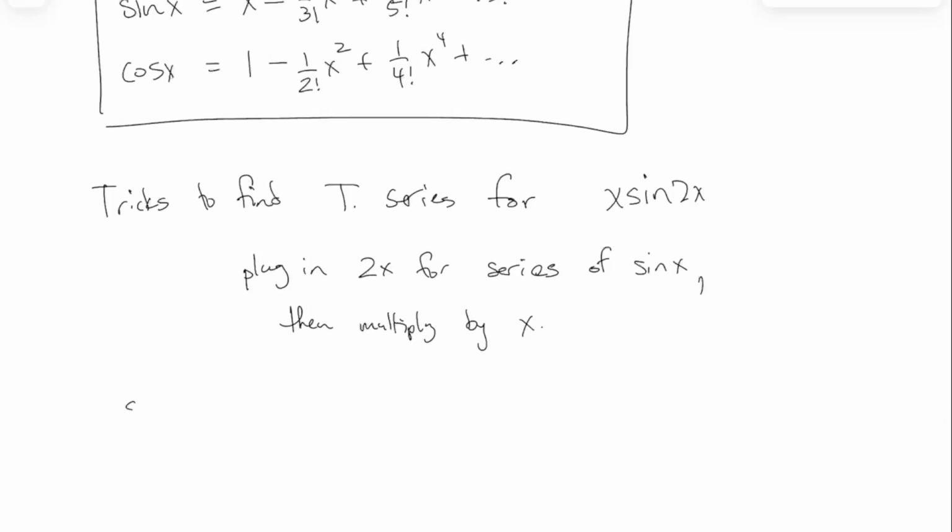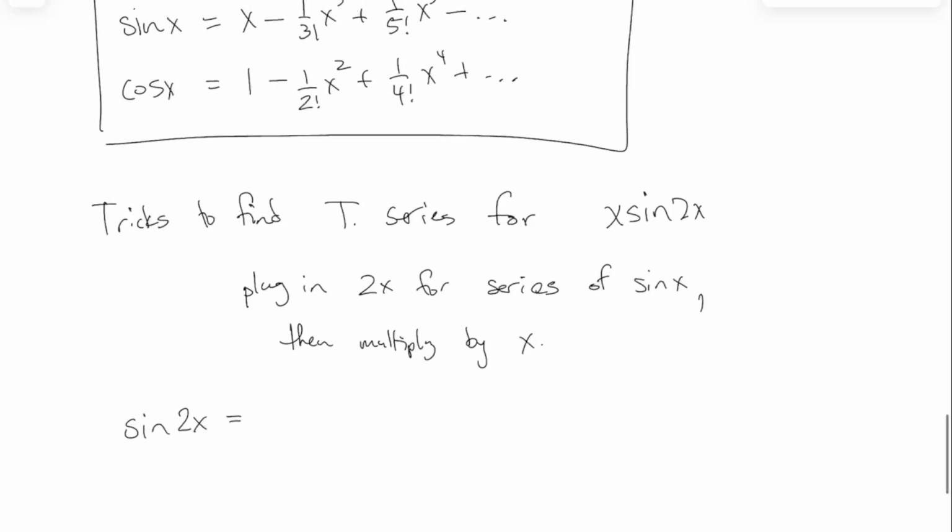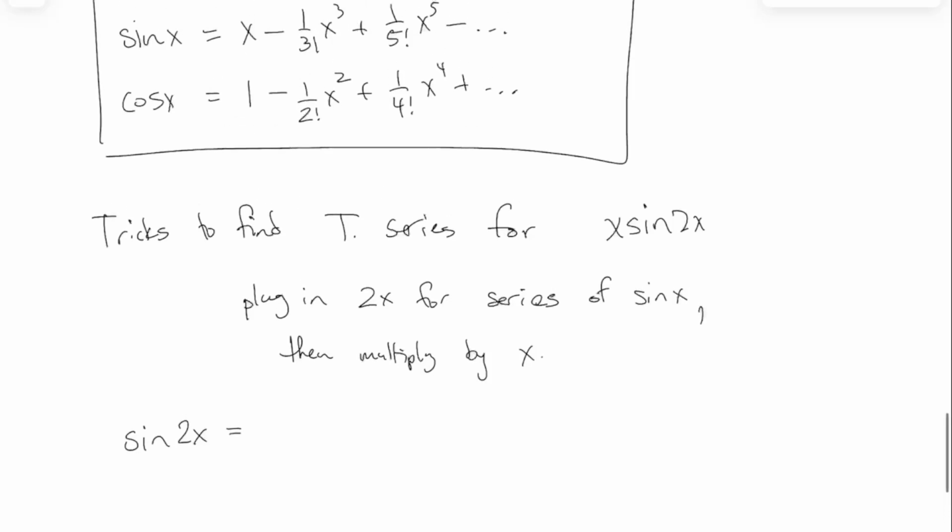So first of all, I'm going to say sine of 2x. This is not my final answer because I really want x sine of 2x, but as a preliminary step, what is sine of 2x? I'm going to plug in the series that you see at the very top, sine of x, but use 2x instead of x. So it says 2x minus 1 over 3 factorial 2x cubed plus 1 over 5 factorial 2x to the 5. Make sure you get your parentheses in the right spots there. And then we're going to simplify.